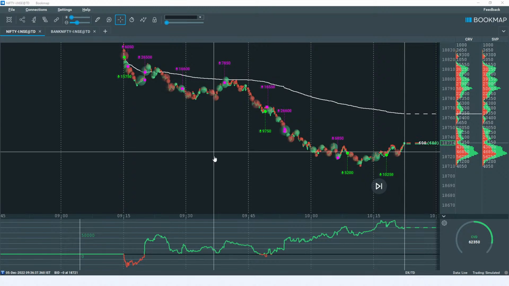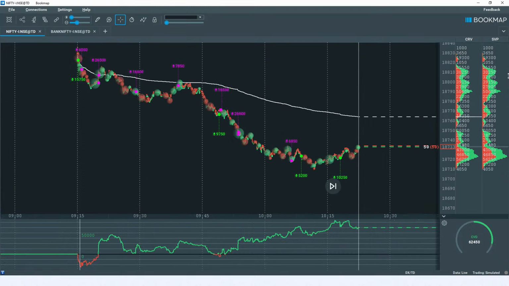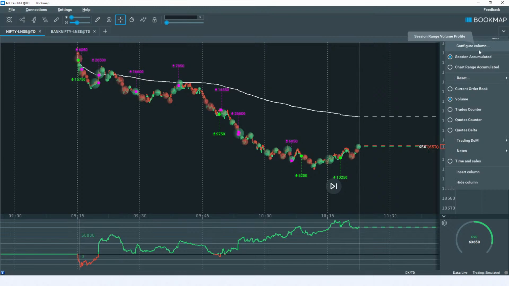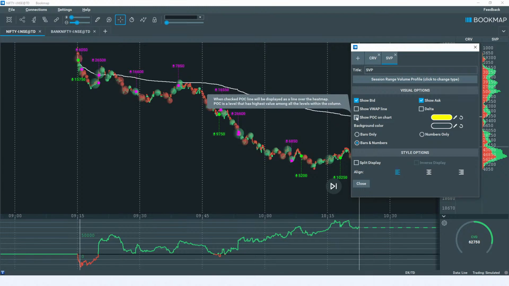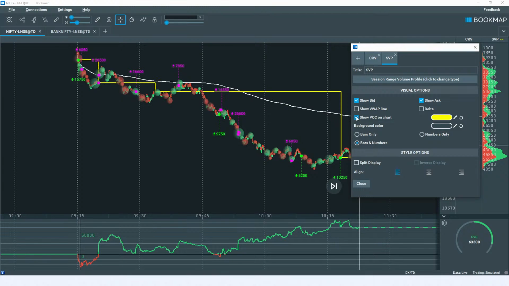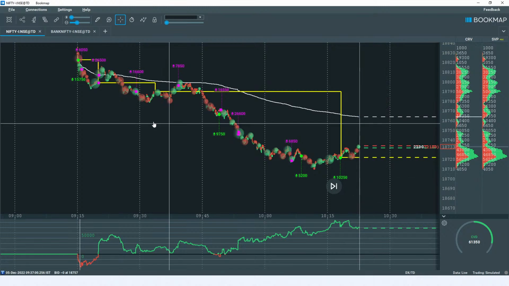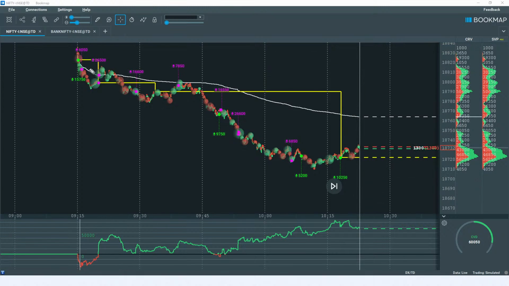And there is one more wonderful tool called point of control. So if you go to the session-wise volume profile over here, follow my cursor, click right on it, go to configure column and show point of control on chart. The moment I do that, there is a line showing here. Initially it was here and after that it is moving in the downward direction. What it simply means is where the maximum number of transactions are taking place at the present moment. So it is a dynamic point of control based on the volume.